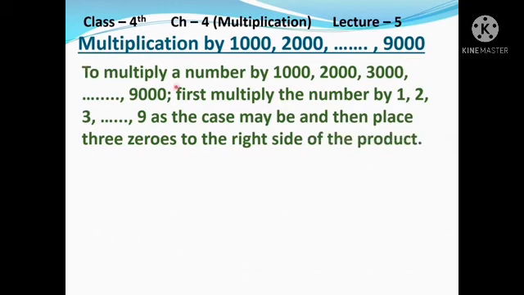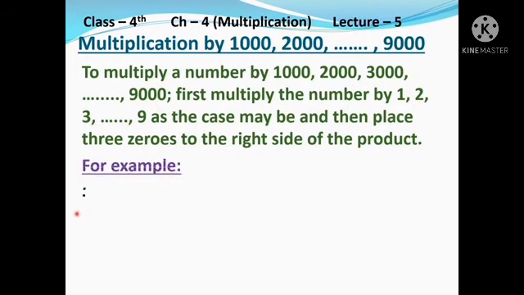Clear? To multiply a number by 1000, 2000, 3000 and so on up to 9000, first multiply the number by 1, 2, 3 and so on up to 9 as the case may be, and then place 3 zeros to the right side of the product.